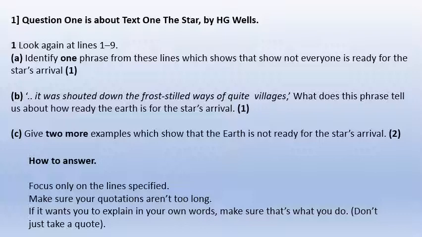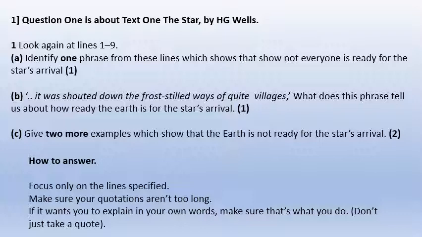And then part B is it was shouted. You just find the quote, nothing else. Don't have to explain it or anything. Part B, it was shouted down the frost-stilled ways of quiet villages, which is obviously a quote from there. And then they're saying, what does this phrase tell us about how ready the Earth is for the star's arrival? So you'd have to unpick that, do an analysis on it. Shouted down frost-stilled ways of quiet villages. Well, there's a number of things you could pick out there. Quiet villages, people are carrying on as if life is normal. So you do a little analysis on that quote and tell them what it says about how ready people are for the star's arrival.